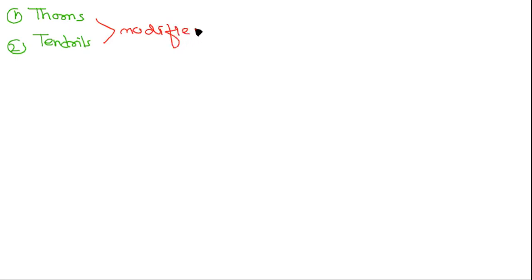These are definitely modified branches. Thorns in bougainvillea, right? Tendrils, like your Pisum sativum. Yes, ma'am. So this is all about your homologous organs.